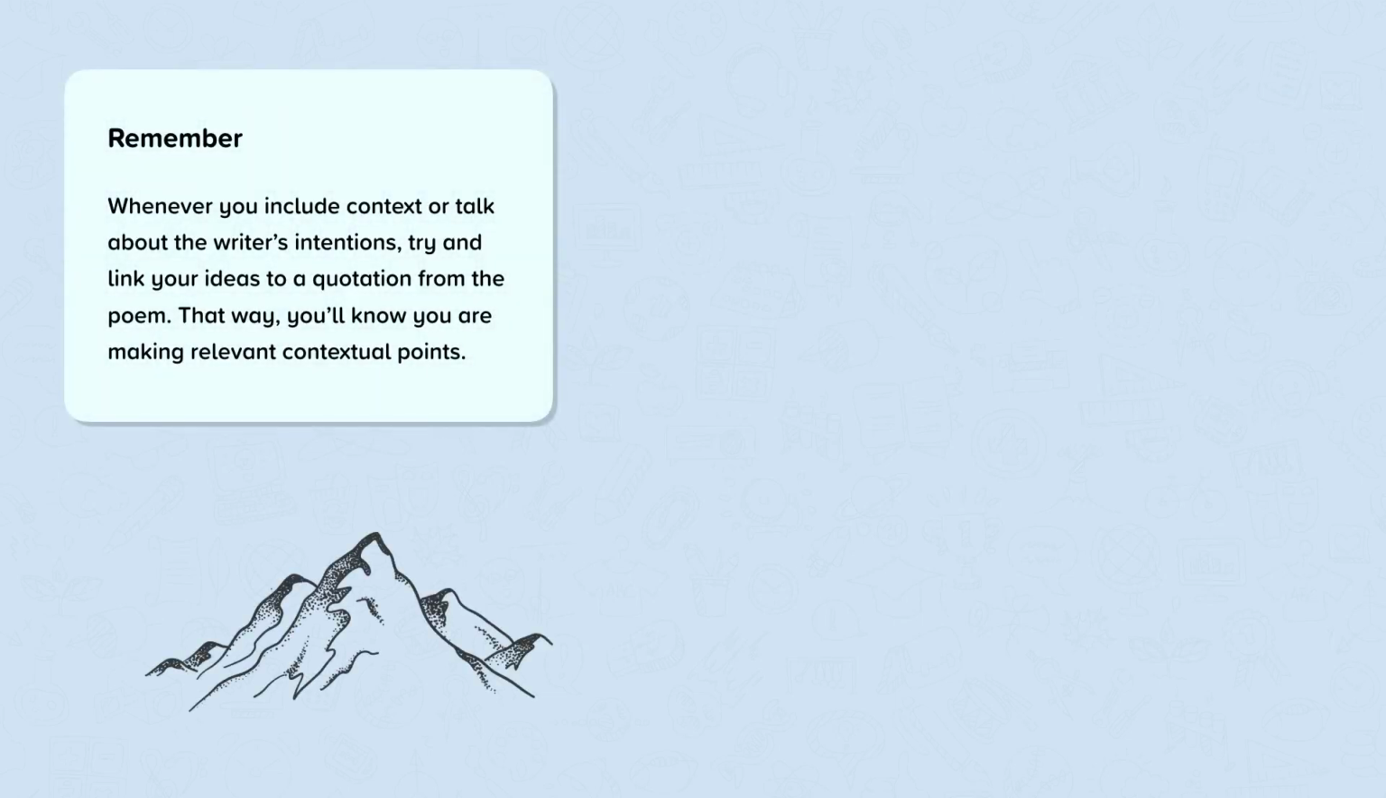Remember, whenever you include context or talk about the writer's intentions, try and link your ideas to a quotation from the poem. That way, you'll know you are making relevant contextual points. Now, we're going to look at an example of work which makes a relevant link to context, talks about writer's intentions, and uses quotations successfully.